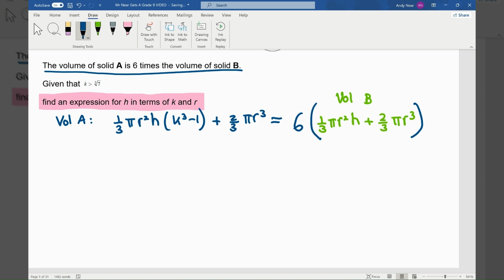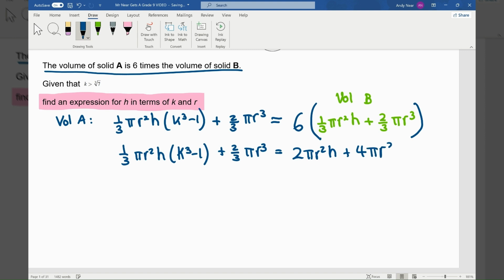So, first thing I'm going to do is leave the left-hand side the same, and I'm going to multiply out that bracket on the other side. 6 times a third is 2, so 2 pi r squared h, and 2/3 of 6 is 4, so 4 pi r cubed. Now, I can simplify this because I can divide this through by pi. Cancel, cancel, cancel, cancel. Because every term has a pi in it, I can simplify it to this.